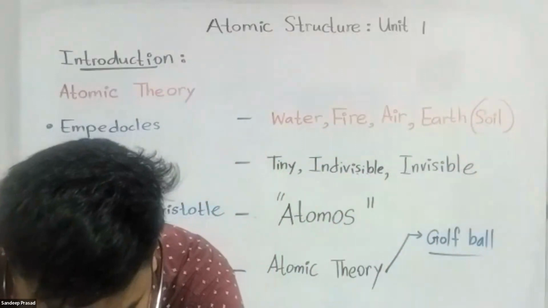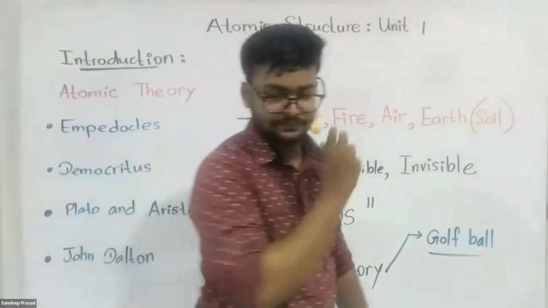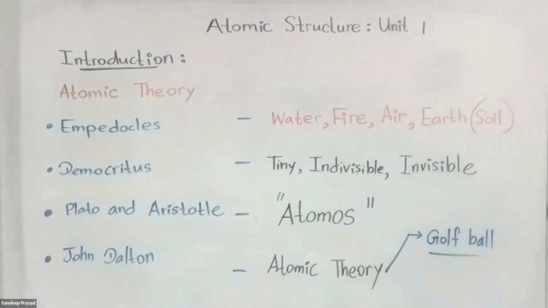So who is John Dalton? A British chemist. In your resource book, they have given that he was an English scientist and school teacher. John Dalton is actually an English scientist and English school teacher.